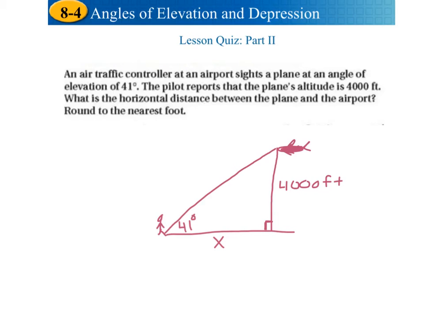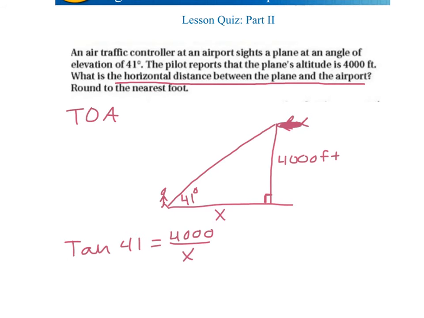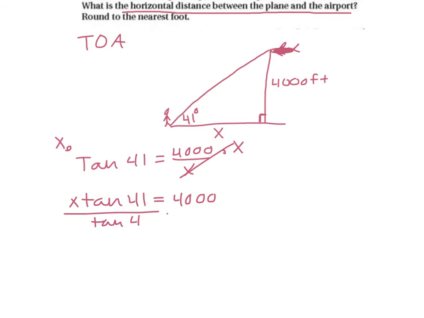How do you know to use TOA? Because it gives us the opposite and adjacent. So we're going to do the tan of 41. What's the opposite? 4,000. And what's our adjacent? x. We can multiply both sides by x, so we get x times tan of 41 is equal to 4,000. Then we need to divide by tan of 41. So we get x is equal to 4,000 divided by tan of 41.